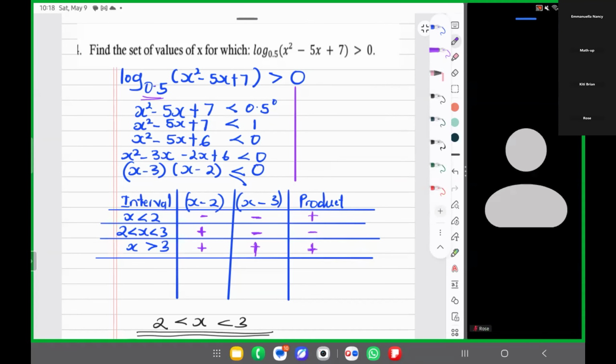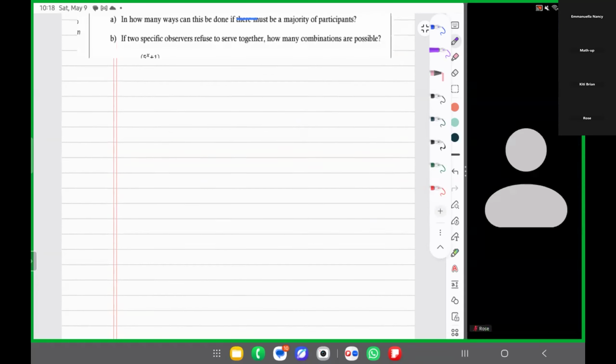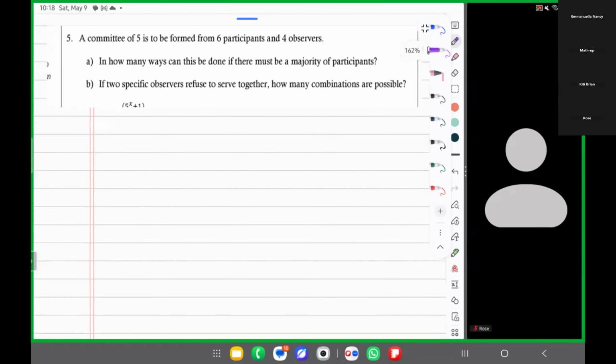So let us move to the next question, which was on permutations and combinations. It reads, a committee of 5 is to be formed from 6 participants and 4 observers. Part A says, in how many ways can this be done? There must be a majority of participants on the committee.